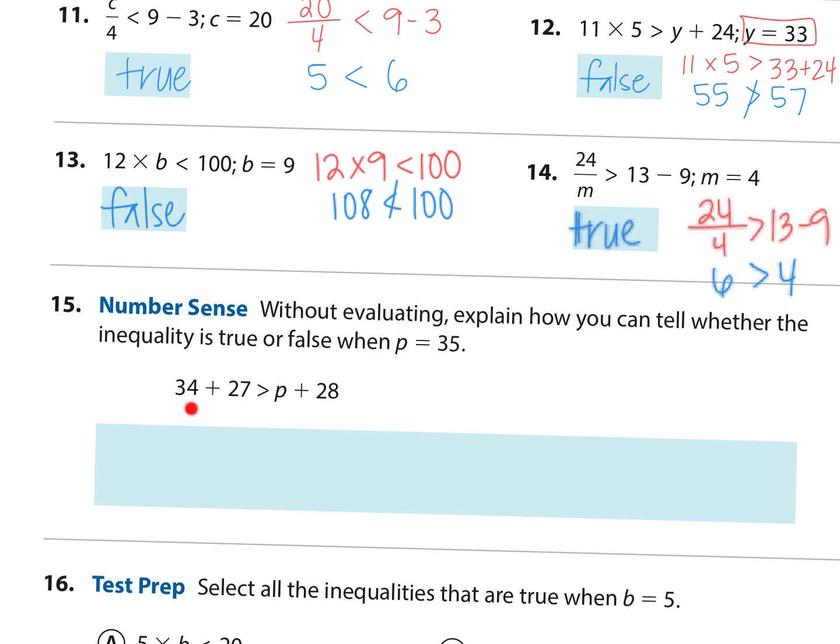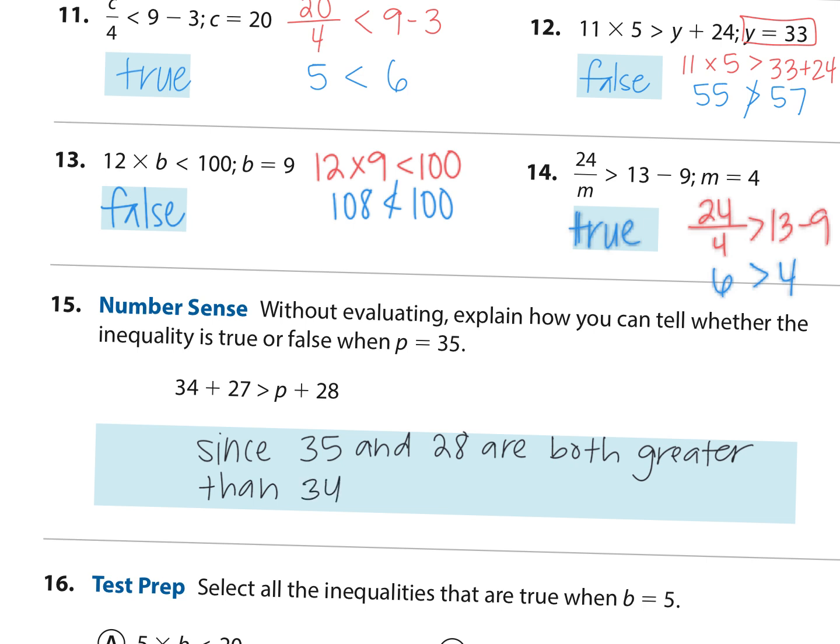No, because if I add two smaller numbers together, I'm going to have a smaller total than if I were to add two larger numbers together. So we would say here, let me change my color. Explain how I can tell whether the inequality is true or false. Since 35 and 28 are both greater than 34 and 27, the sum will be greater.